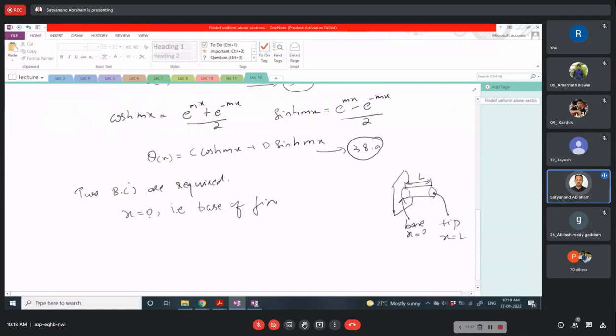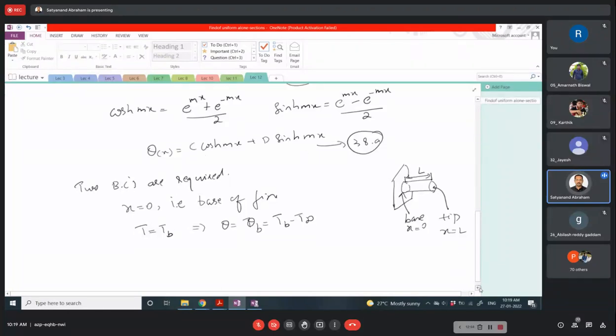Okay, so x = 0, that is actually the base of the fin. We can say T is equal to Tb, that means theta is equal to theta b, which is Tb minus T infinity. So that is the one boundary condition we have. Using this one boundary condition, we can solve for either of these constants.